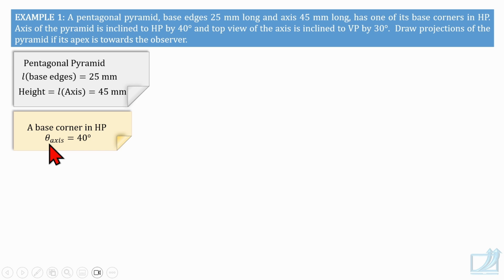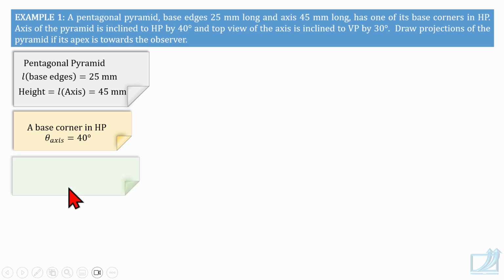We have already studied projections of lines, and from that chapter you know we use notation theta for true inclination of a line with HP. So that is why I mentioned here theta axis. Now when it is a pyramid, or a solid object, then we can identify infinite lines on the body. Those lines can be diagonals, diameters if it is cone or cylinder, base edges, face edges, axis, etc. So when you say true inclination of a line with HP, which line is it? So in this case, it is inclination of its axis with HP is 40 degrees.